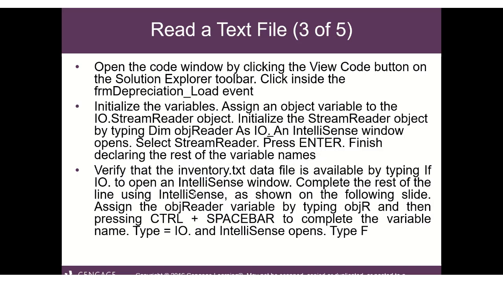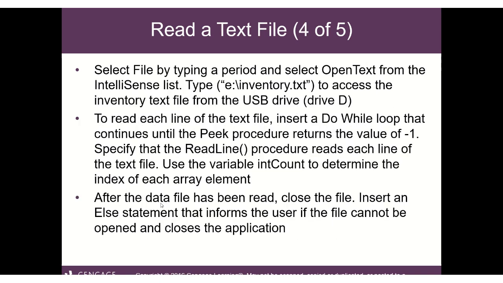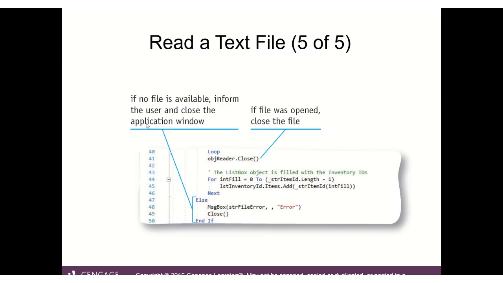So you open the code window by clicking the view code button in the solution explorer toolbar. These are the detailed instructions you can do. You can follow all the three steps. So this is in the lab actually. These are the different logic within the code. If there is no file available, then you should see a message box with the error message.